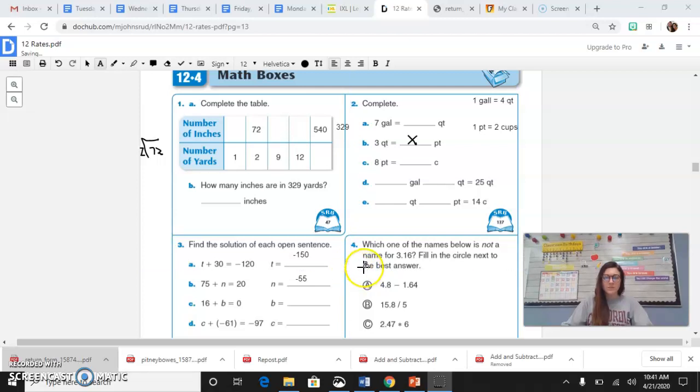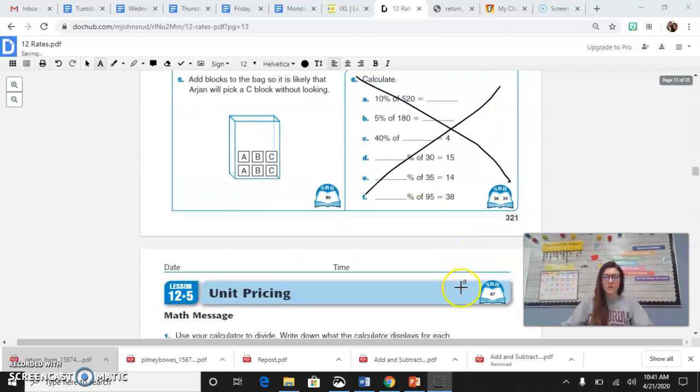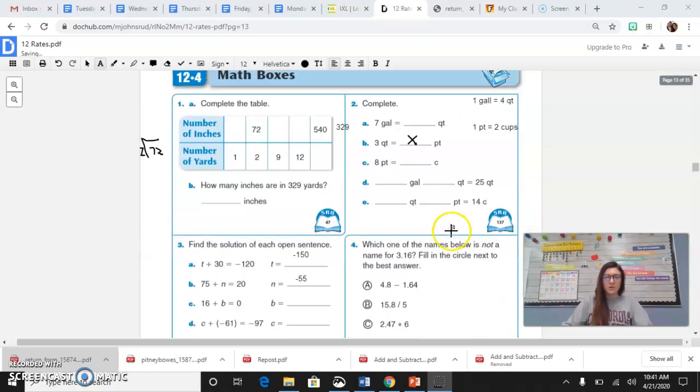Hi, fourth grade. So today for math, I want you to turn to page 321 in your math journals, 321, and it should say 12-4 math boxes on the top. Today we are going to do a couple math journal pages and then an IXL.